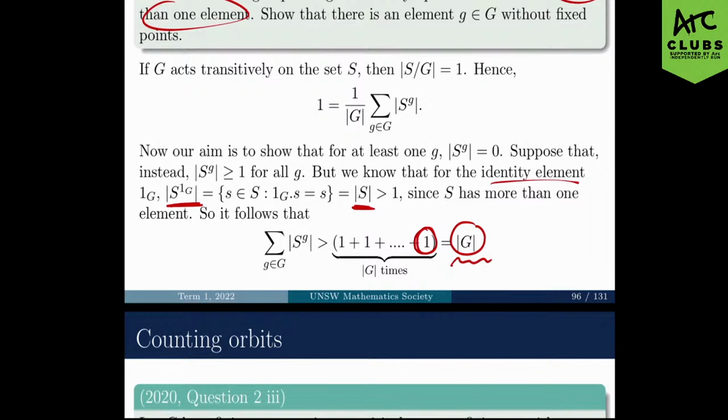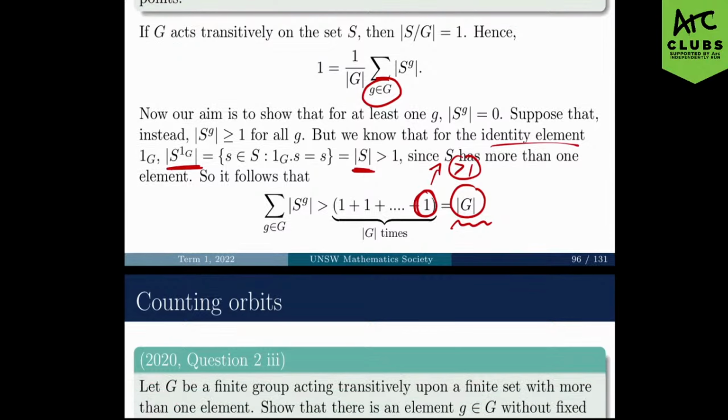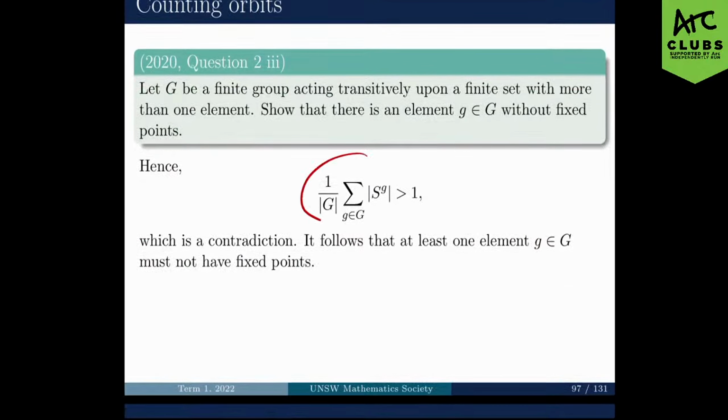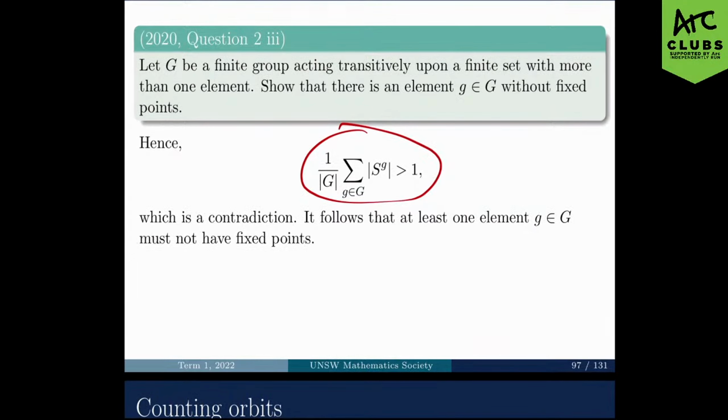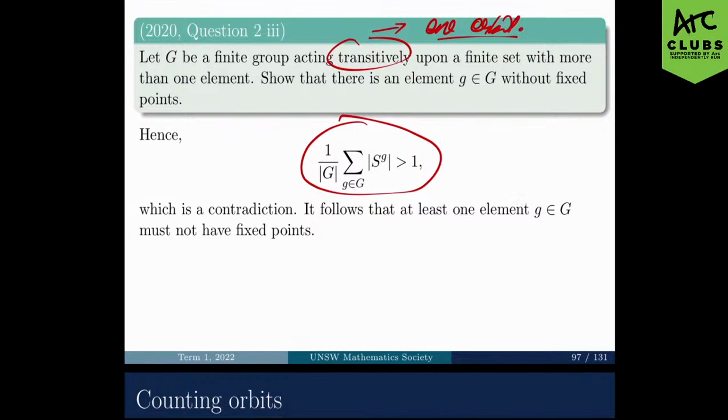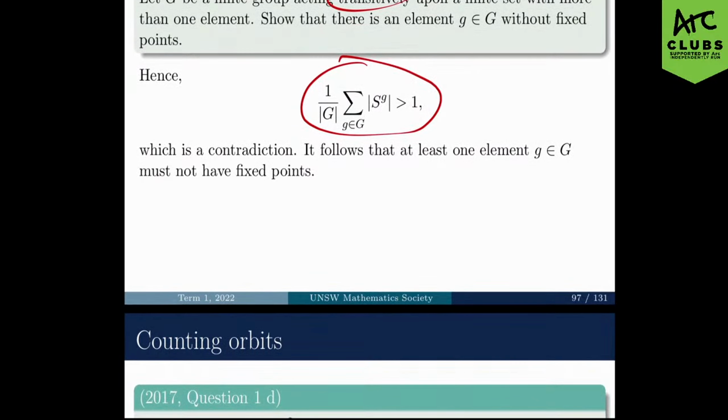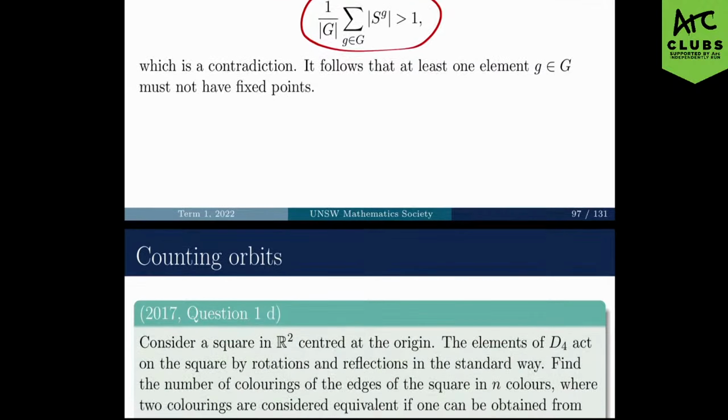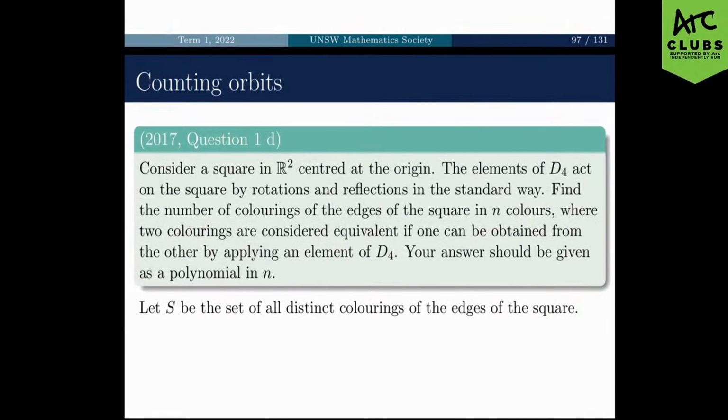Right? And so it turns out that this has to be greater than the size of G. Because over all of these elements of G, we've got 1 plus 1 plus 1, all the way down to this one, which has to be more than 1. So all together, it's greater than the order of G. And that means that this expression is greater than 1. But that's a contradiction, right? Because we know it acts transitively, which means it has only one orbit. Cool. All right, so it follows then that at least one element g in this group G must not have fixed points.